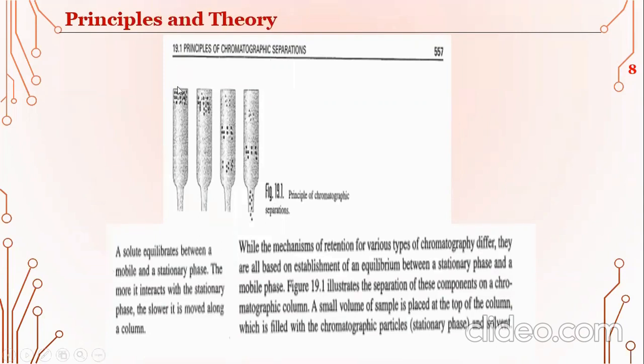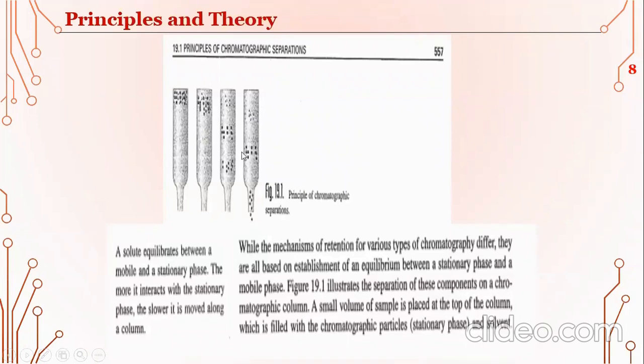A solute equilibrates between a mobile and a stationary phase, and the more it interacts with the stationary phase, the slower it moves along the column. So the less it interacts with the column, the faster it will move. While the mechanism of retention differs depending on the type of chromatography, they are all based on establishment of the equilibrium between the stationary phase and the mobile phase. So the equilibrium between the two is important.